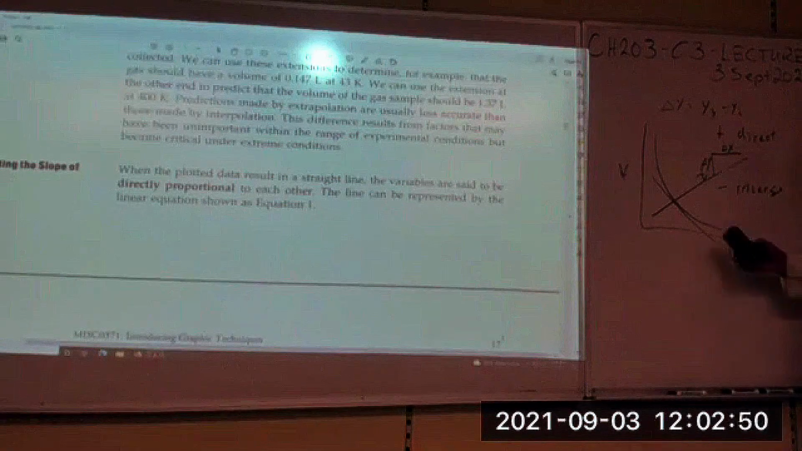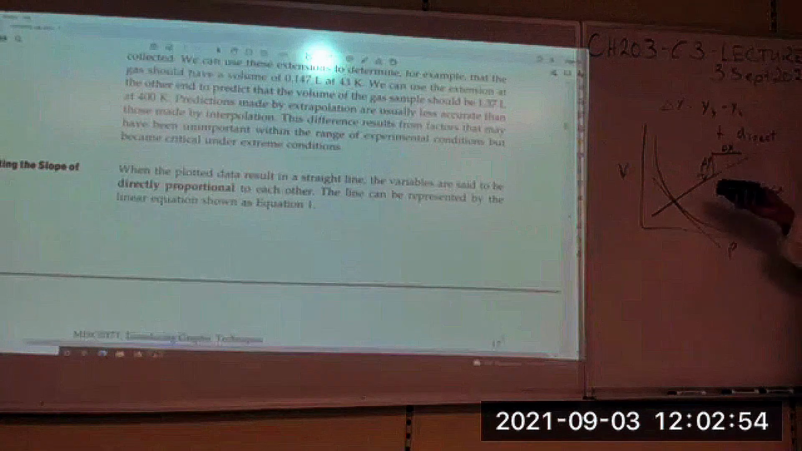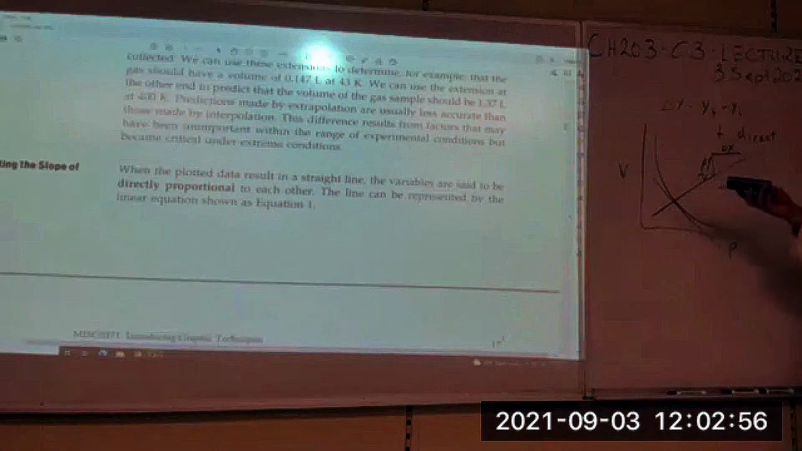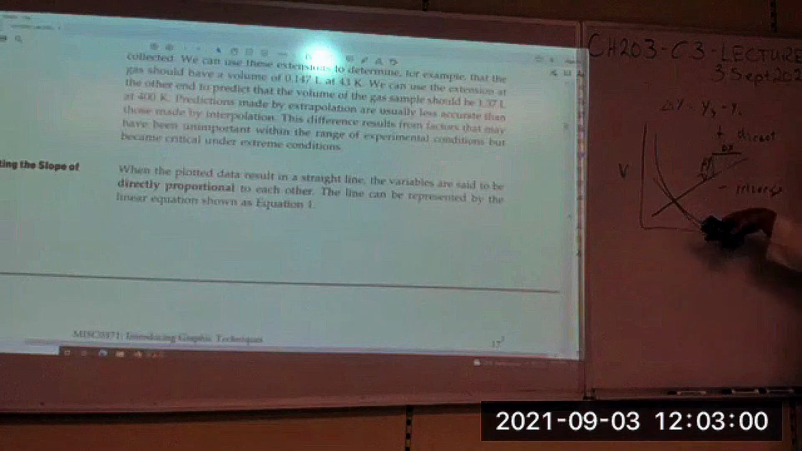So back to the point, that's why we like straight lines, because that's one slope, that's it, you're done. But with a curve, you got multiple slopes. It just depends on where you make your measurement.